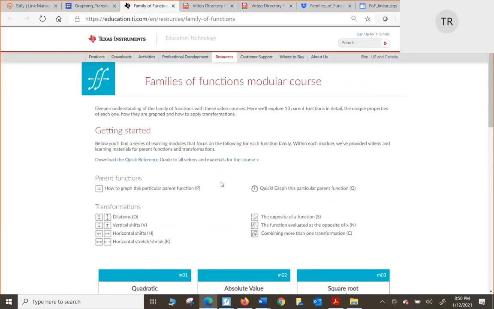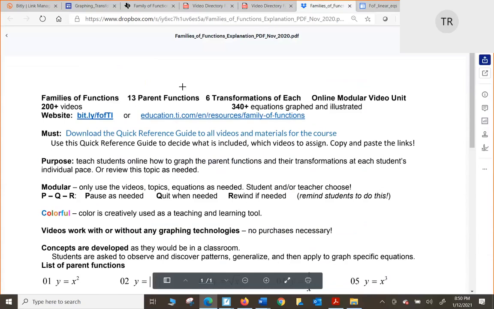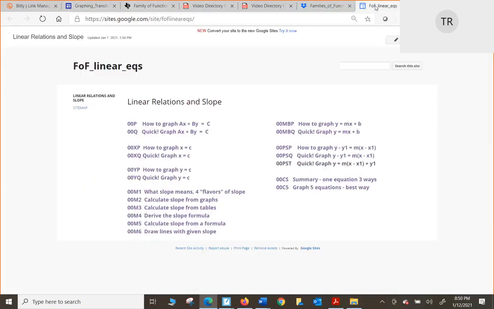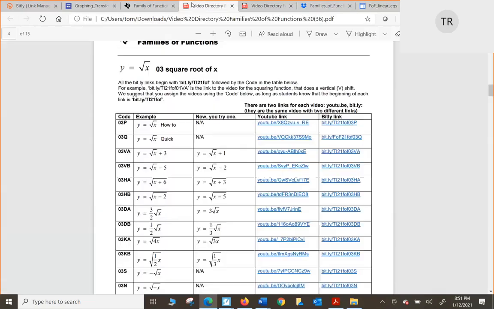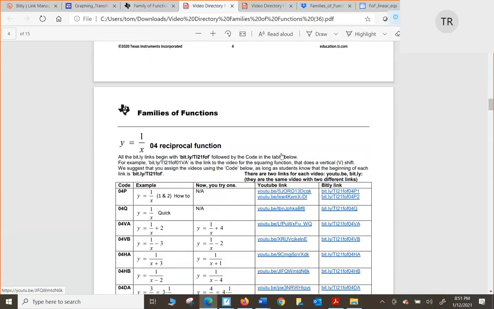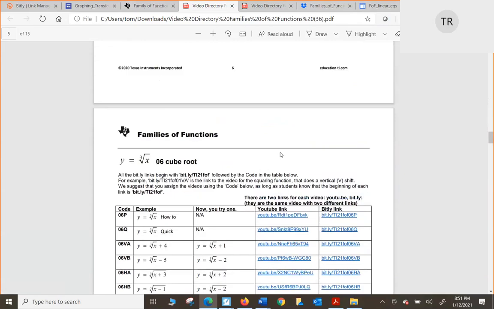All right. Where are we? 850. Okay. So, where did it go? Did I lose it? Oh, here we are. So, square root function, reciprocal function, cubic, cube root.